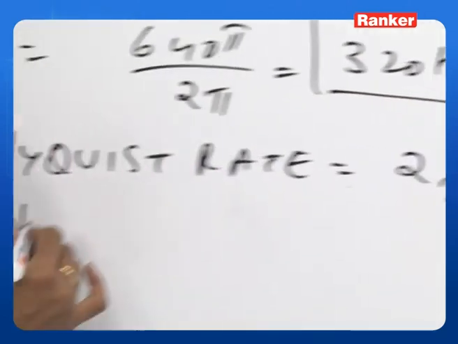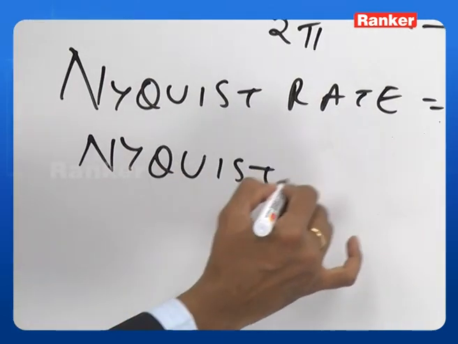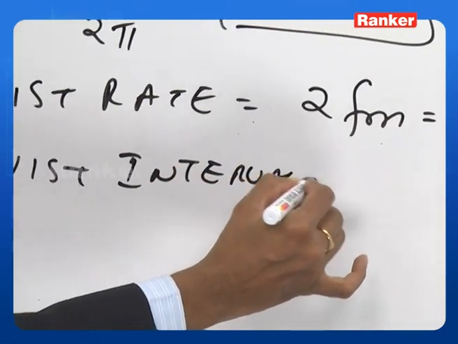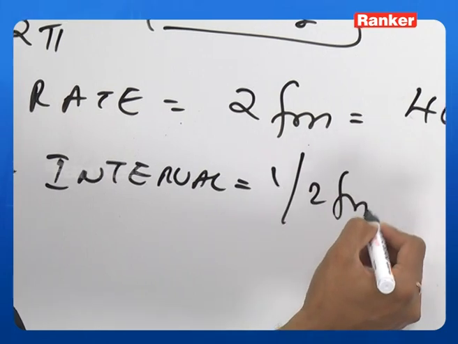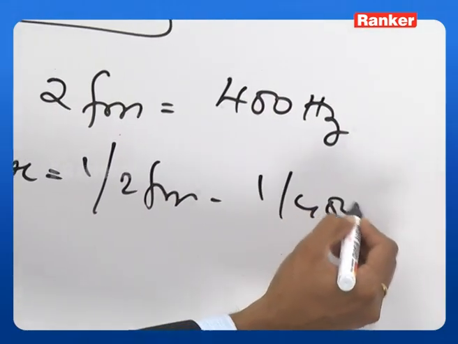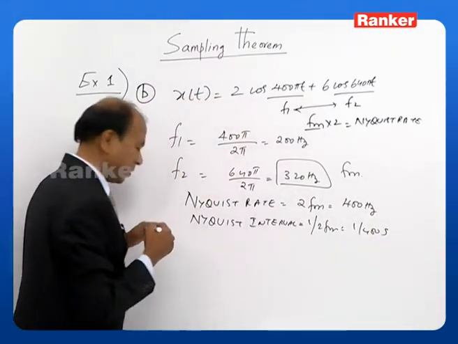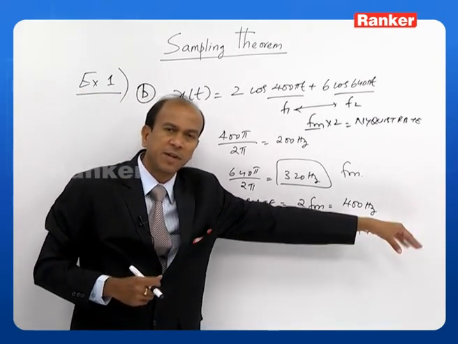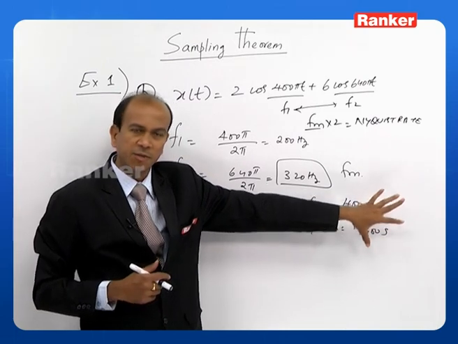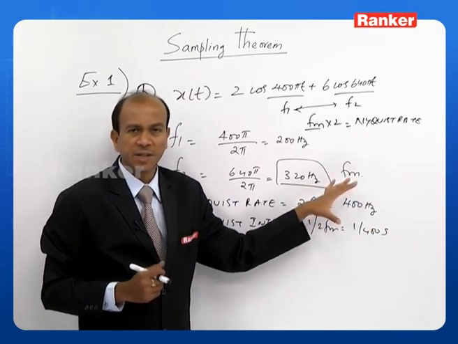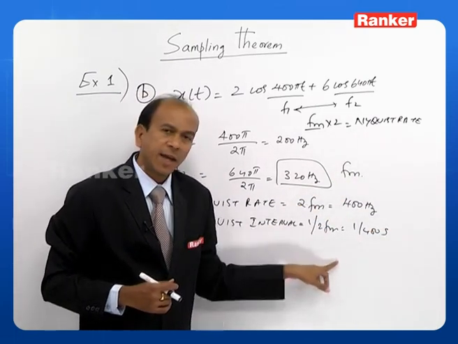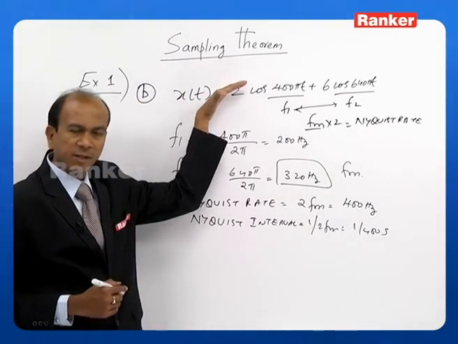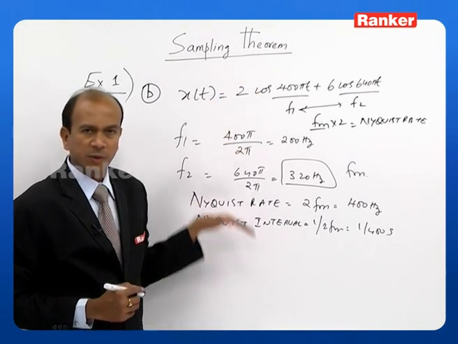Then similarly, you can calculate the Nyquist interval. Nyquist interval will be 1 by 2 Fm. So, this is equal to 1 by 400 seconds. But if you want, you can divide this 1 by 400 and give the answer generally in milliseconds or microseconds where possible. Then the answer will be in milliseconds or microseconds, just calculate that. So, this is how you have to calculate the second part of this question.